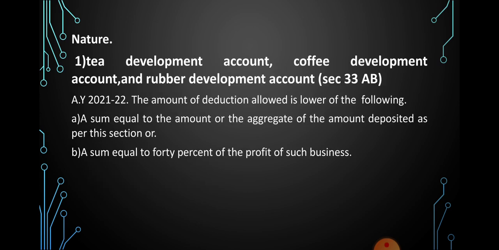Nature of tax planning in business. First one, tea development account, coffee development account, and rubber development account, Section 33AB. For the assessment year 2021-22, the amount of deduction allowed is the lower of the following: the amount or the aggregate of the amount deposited as per this section, or a sum equal to 40% of the profit of such business.